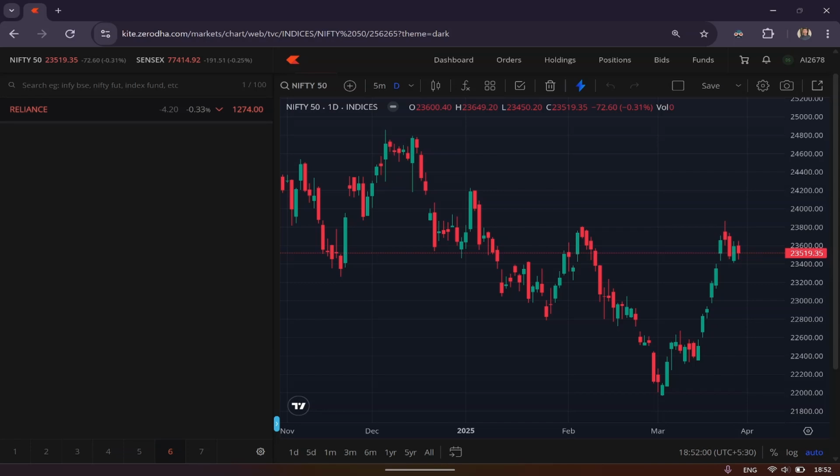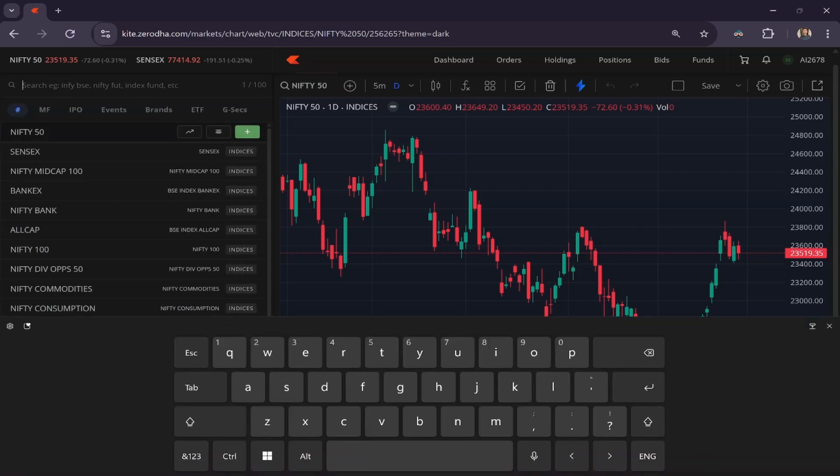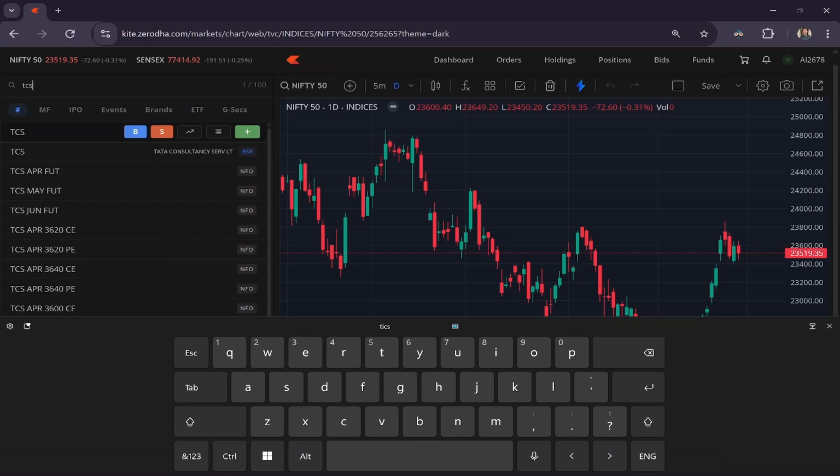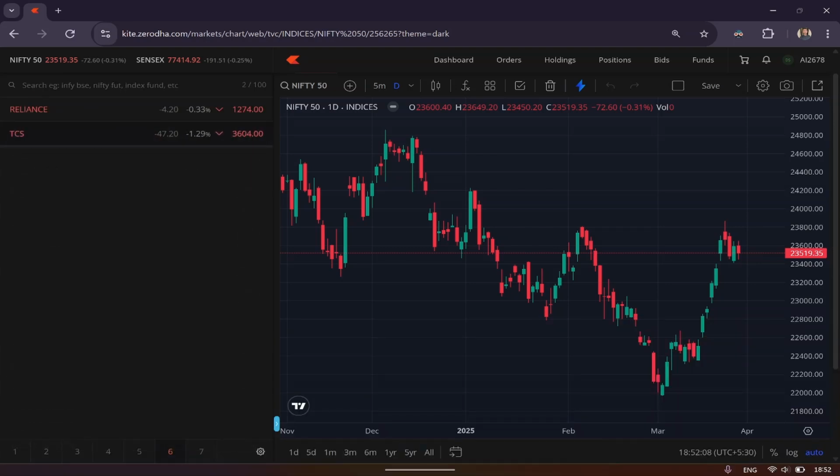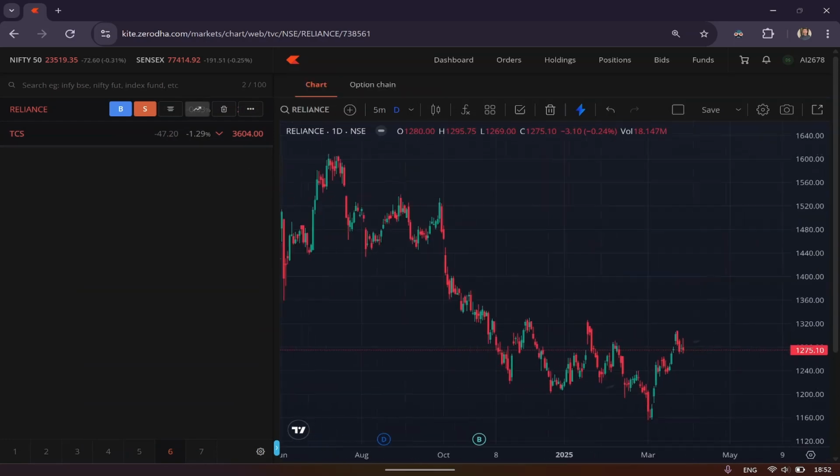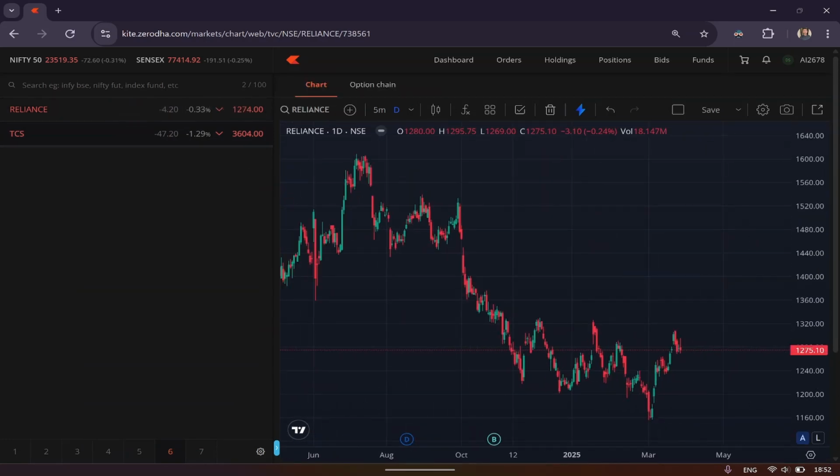So now here in the broker, there's a search option, I can go and search any company. Let's say TCS, and I've already added Reliance. So I can open the chart of Reliance here. This is the chart of Reliance. The current market price of Reliance is 1275, as you can see in the red right here. So if I want to buy Reliance or sell Reliance, I can buy and sell at this market price because this is the price where the buyers are willing to buy and sellers are willing to sell. So this is the current market price of Reliance.